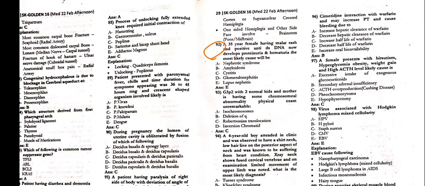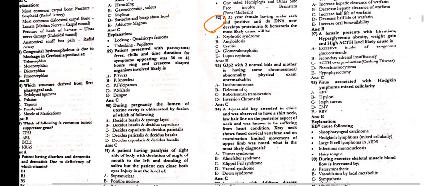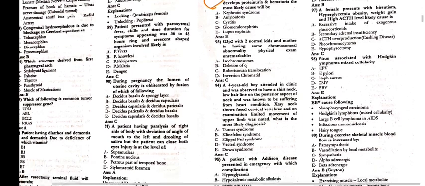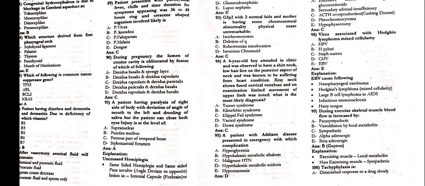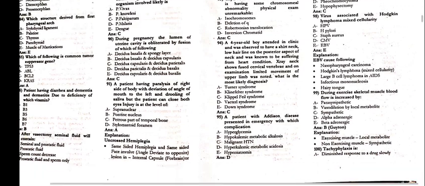88, the process of unlocking the fully extended knee requires initial contraction of C, the popliteus muscle. Next, 89, the patient presents with paroxysmal fever, chills, time duration for the symptoms appearing was 36 to 48 hours. Ring and crescent shaped organism is involved, that is Plasmodium falciparum. 90, during pregnancy the lumen of the uterine cavity is obliterated by the fusion of which of the following? Decidua capsularis and decidua parietalis.